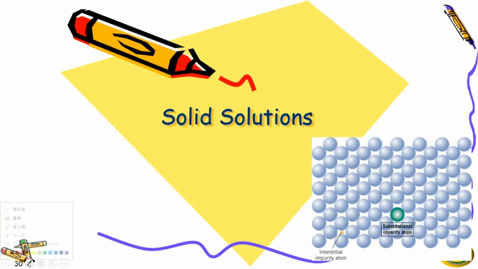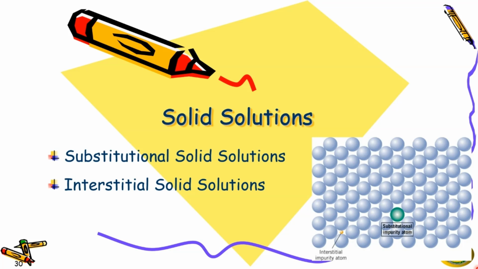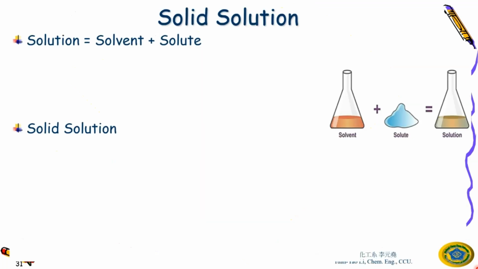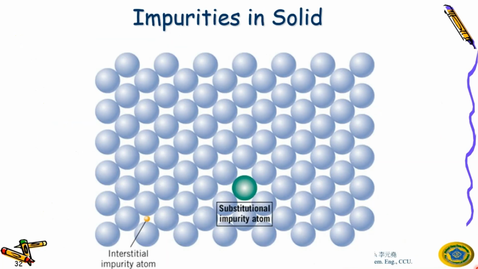And by the end of last week, we talked about solid solution. We know the solid solution has 2 types. The first one is called substitutional solid solution. The second one is interstitial solid solution. And we skip this. We already know this. This is very easy.